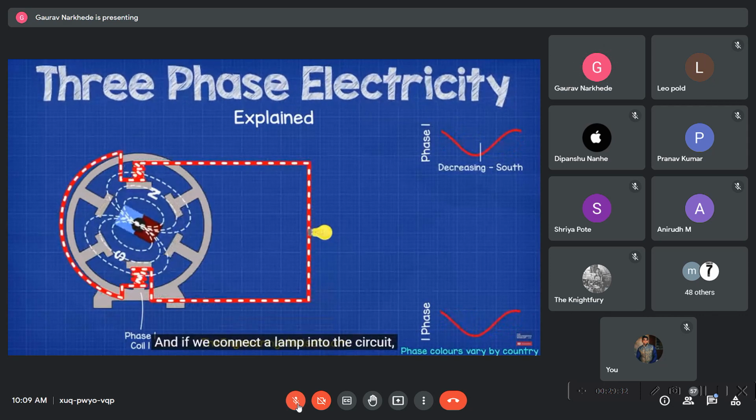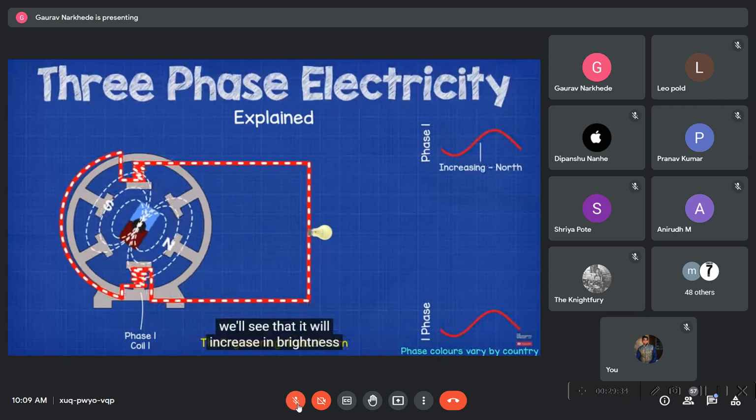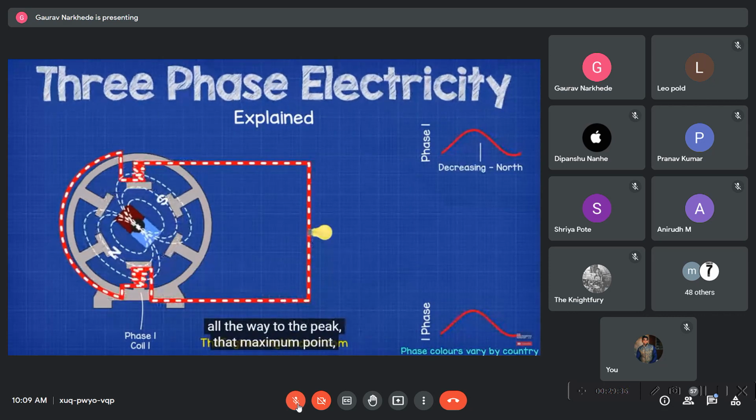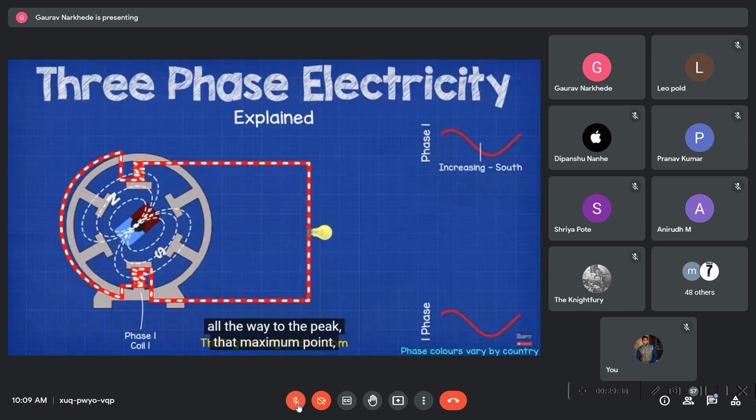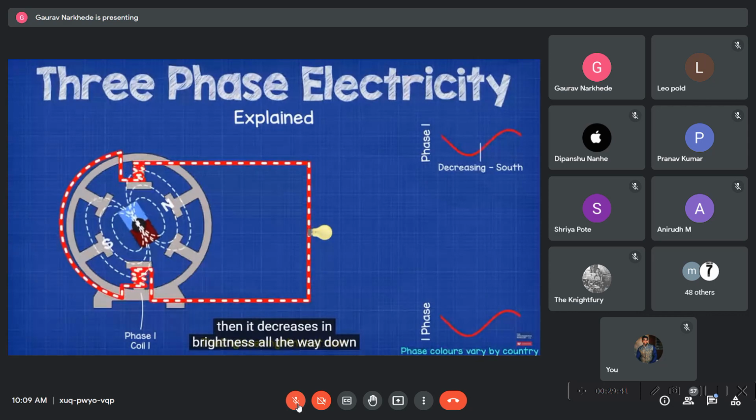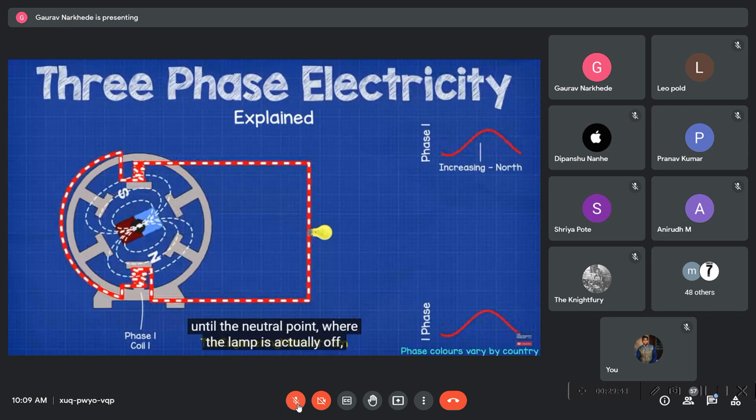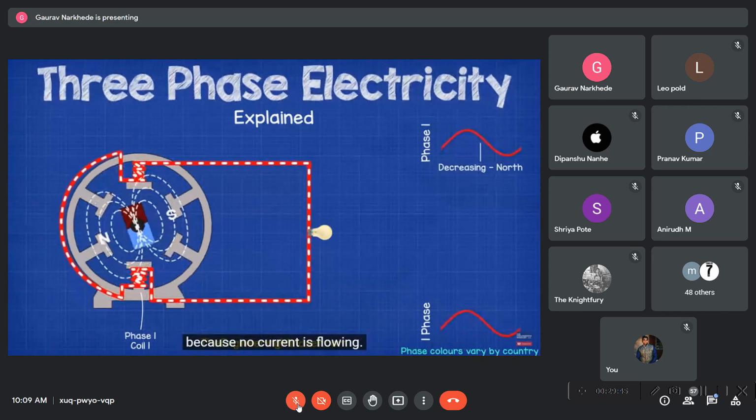Now, coming back to the sine wave that we saw earlier, this plot of current also represents power, and if we connect a lamp into the circuit, we'll see that it will increase in brightness all the way to the peak, that maximum point, then it decreases in brightness all the way down until the neutral point where the lamp is actually off because no current is flowing.